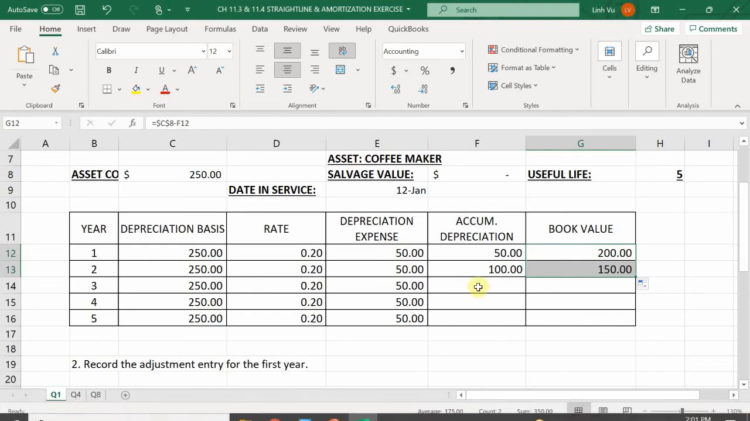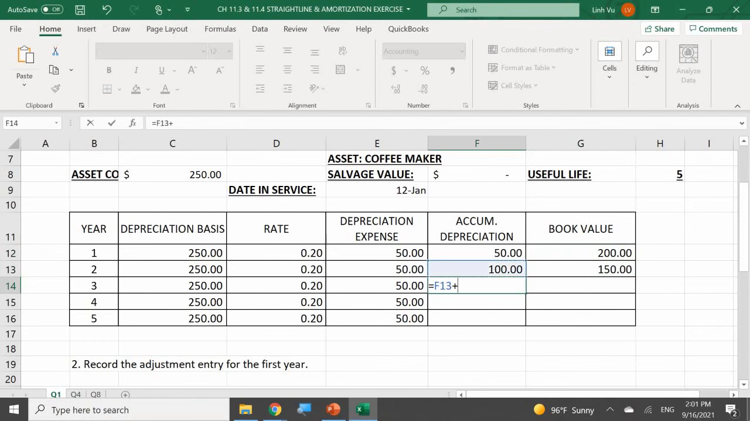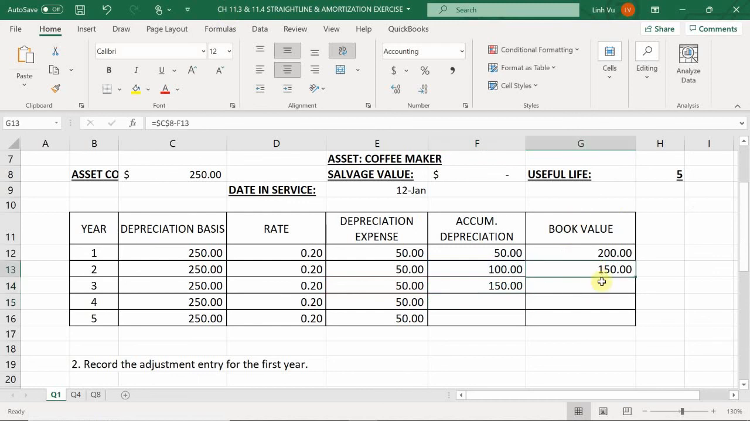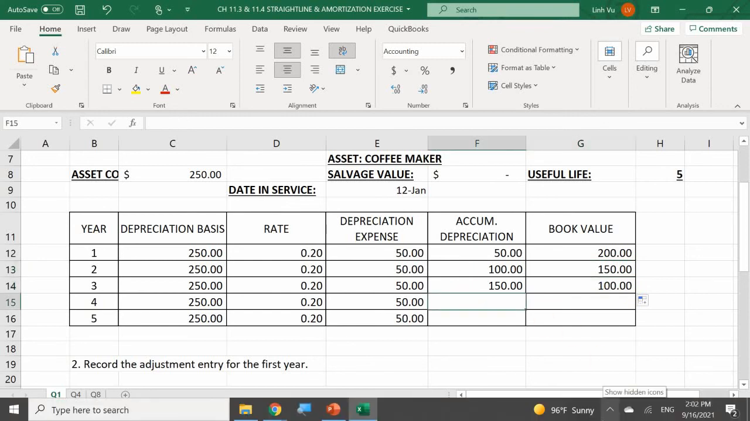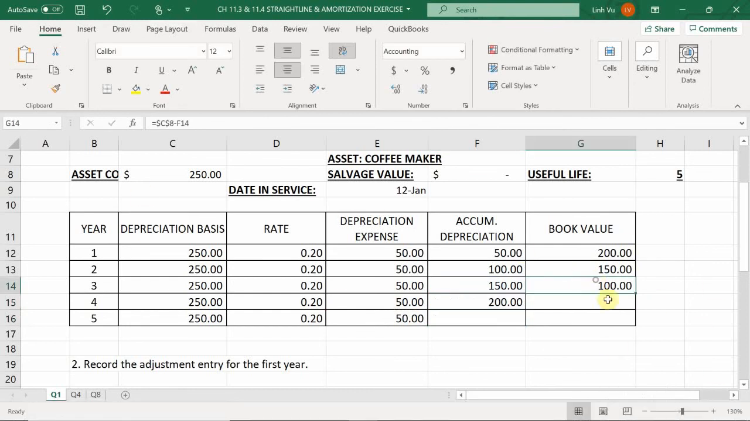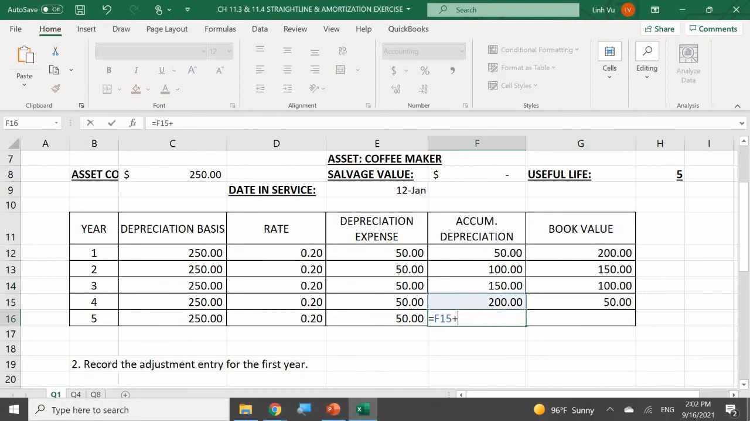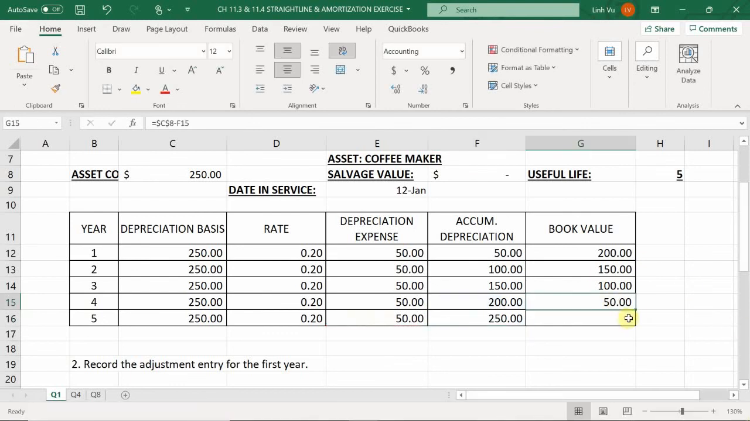So then what's my accumulated depreciation for the third year? 150. Bringing my book value to be 100. All right. My accumulated depreciation for the fourth year? 200. Making my book value $50. Last but not least, what's my accumulated for the fifth year? 250, bringing my book value to 0. So that's it for straight line.